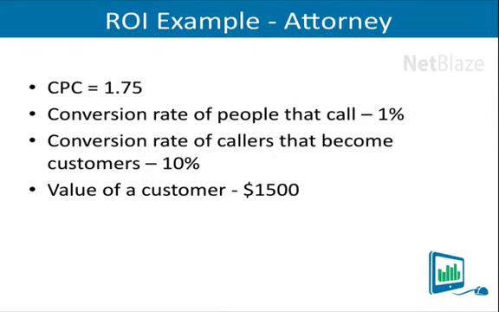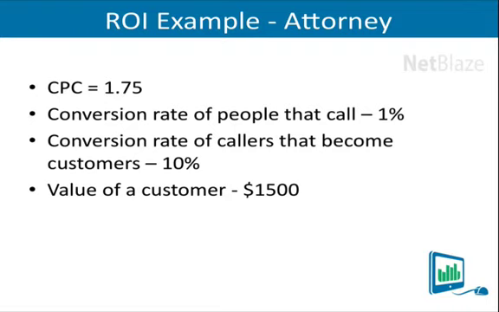But let's go through a return on investment example for an attorney. So let's say that we've identified our cost per click is going to be about $1.75. That's what Google's going to charge us at the end of the day. And let's say that out of the people that visit our website, only 1% of them are going to call us for our services. So, we send 100 people to the website. We spend $175 to do that, right? Because it's $1.75 per click, and one person out of those 100 is actually going to call us.